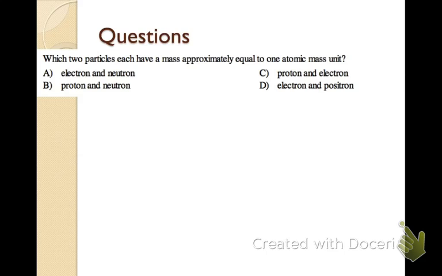Which two particles each have a mass approximately equal to 1 atomic mass unit? So we want to figure out which ones have a mass of 1 AMU. We have electrons and neutrons, protons and neutrons, and all that sort of stuff. So let's make sure that we remember.